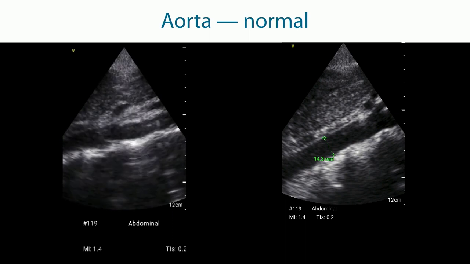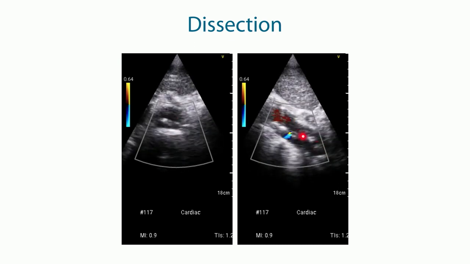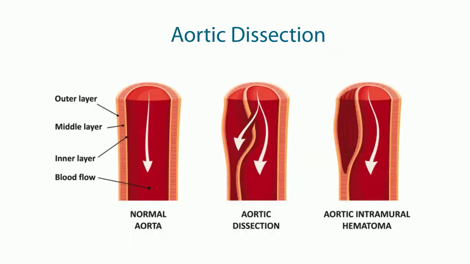very comforting finding. In contrast, here's a patient where we need to be worried. Why? Because we see that the aorta is a little bit widened, but that is not the main problem. We see a membrane within the aorta, and that is what we call a dissection membrane. This patient has aortic dissection.